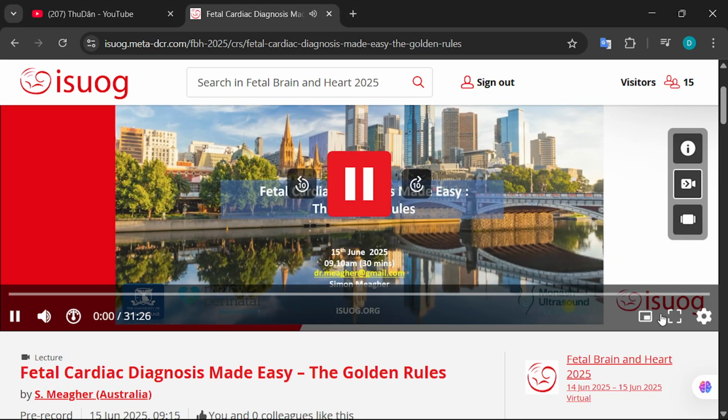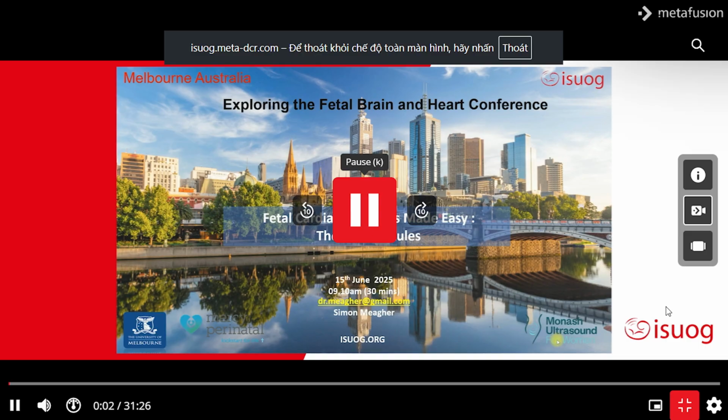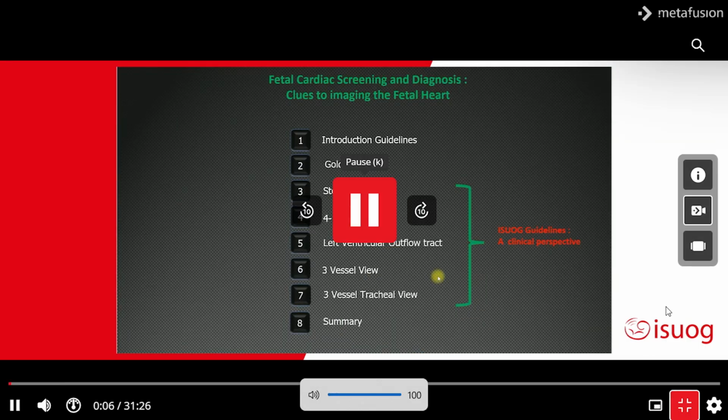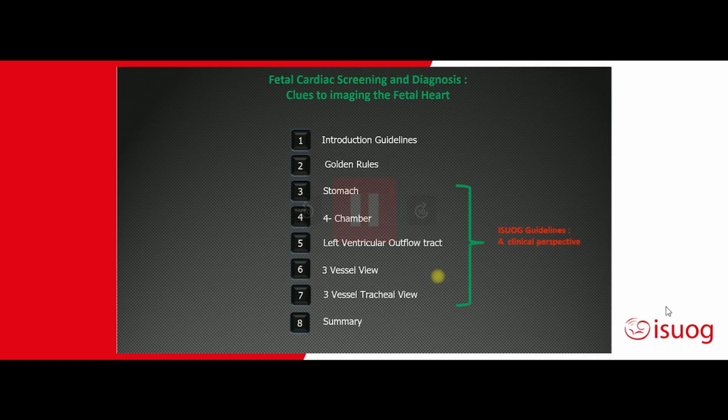My next talk is Fetal Cardiac Diagnosis Made Easy, the Golden Rules. The talk is divided into an introduction and guidelines, where I cover the issue of guidelines and compartmentalize cardiac anomalies. And then I go to the Golden Rules, which are simple practical tips to aid in cardiac imaging and diagnosis. And then I go through section by section showing anomalies in these individual sections that you may pick up. So it's quite a compact, fact-packed lecture.